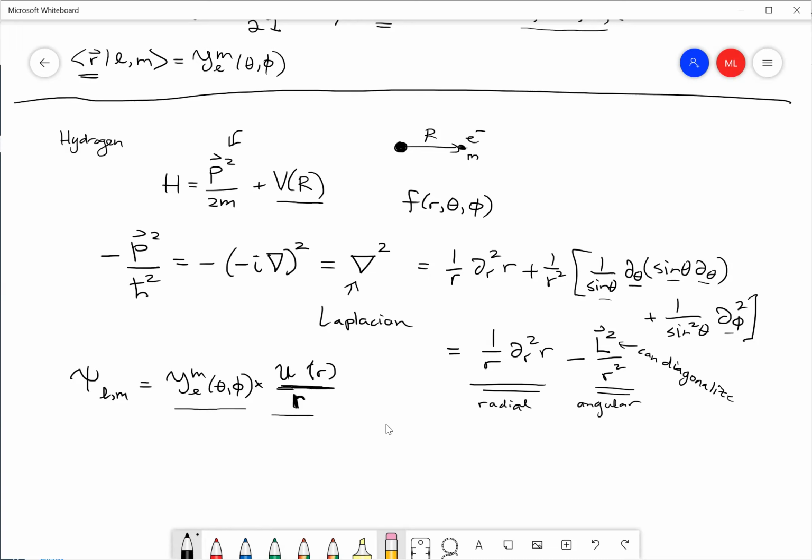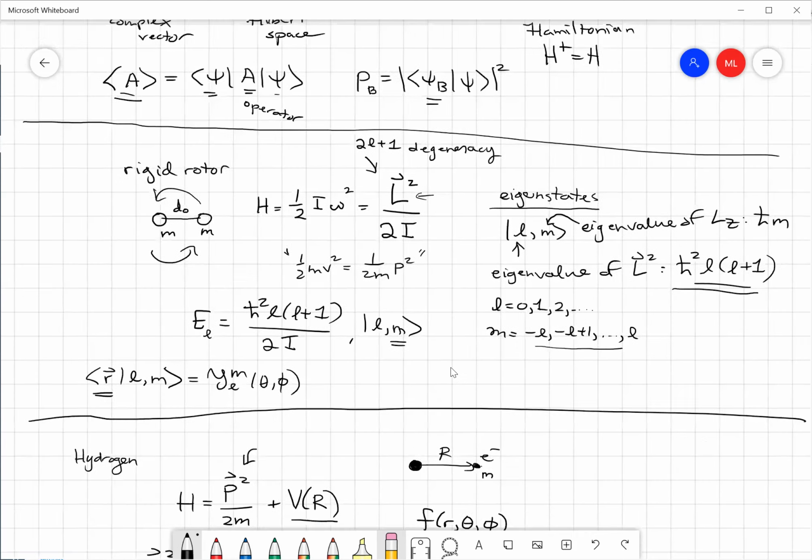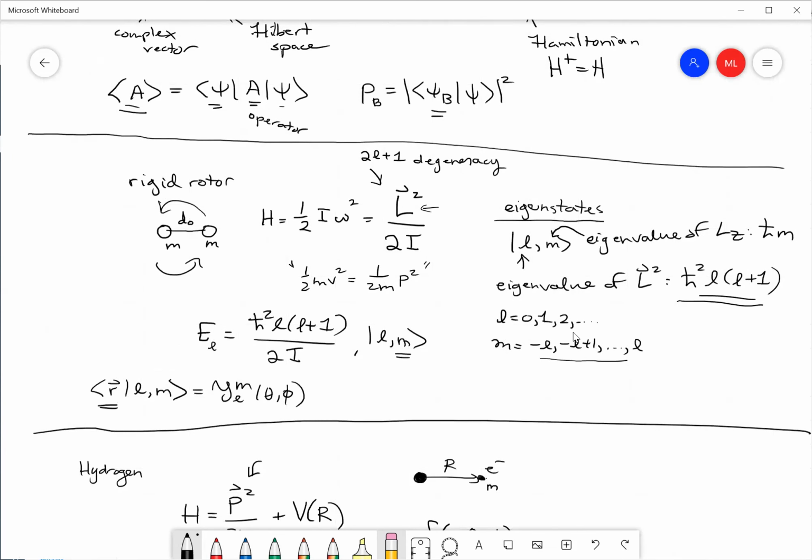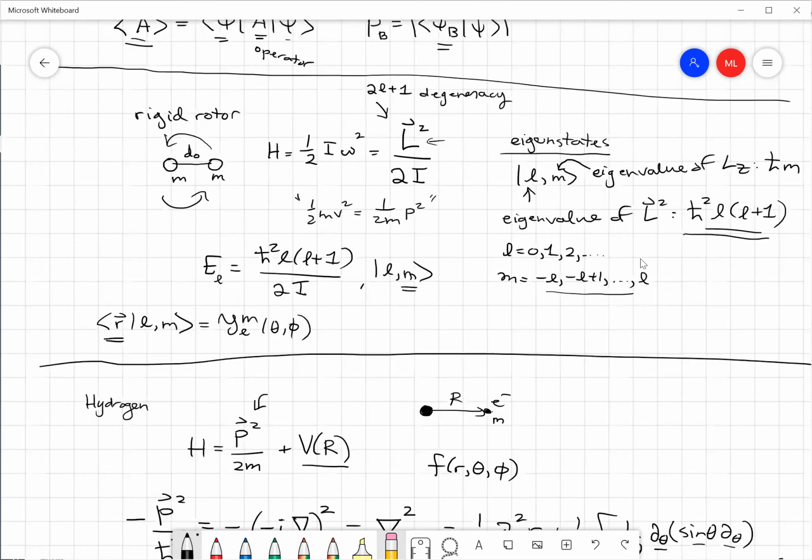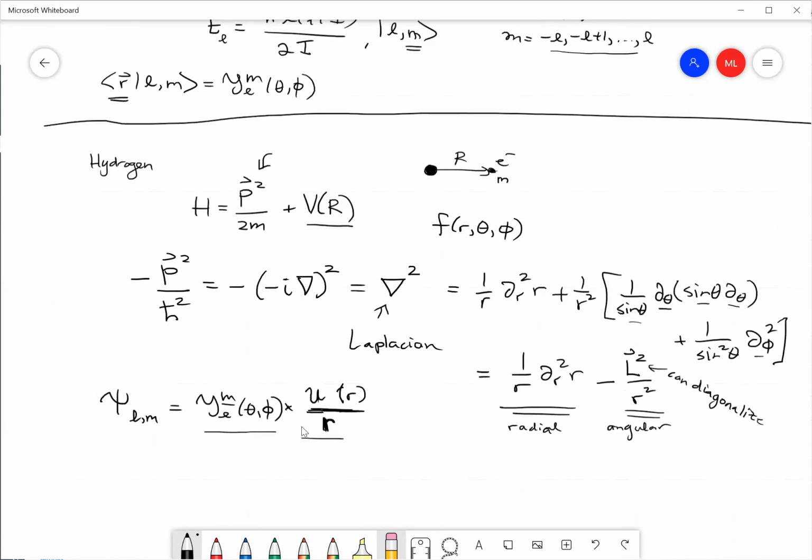And it can't depend on m because remember what m is. M is the eigenvalue associated with LZ. It's a particular direction. And the U part is the wave function associated with the radial piece. But the radial piece is spherically symmetric. It doesn't know about the Z direction, so it can't depend on M.